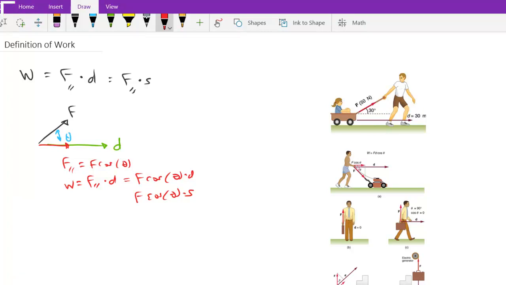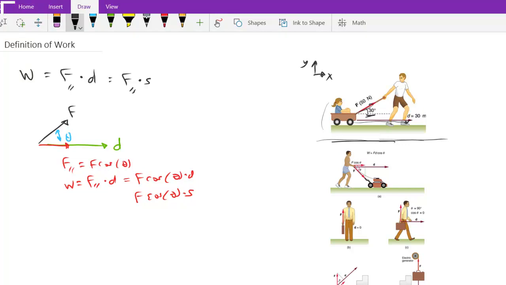So if we look over here in this first figure, we have this guy pulling a kid in a cart, and he's pulling kind of upwards at an angle a little bit, and he has a force of 50 newtons, and he's pulling at an angle of 30 degrees, and the cart displaces 30 meters off in this forward direction here. I'll give a sign convention: positive x being to the right, positive y upwards. So the work done by this guy on the cart would be the component of the force parallel to the displacement times that displacement.